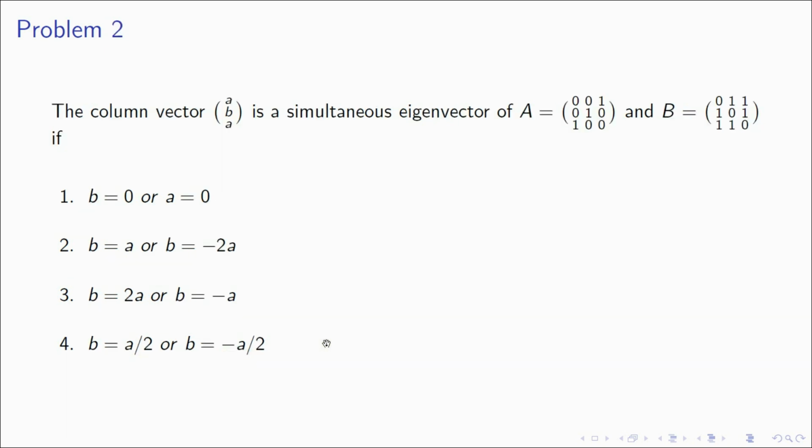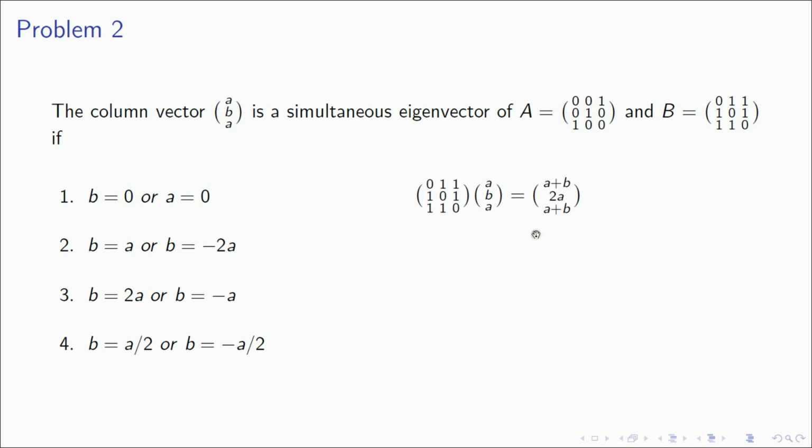Okay, the next problem is this. It says a column vector (A, B, A) is a simultaneous eigenvector of A and B if what? First of all you should notice that if you multiply A with this you get the same vector again, because this term here and this term here will just permute the first and last elements, and the center one will be fixed. So basically if you multiply it you get the same vector. So this is always an eigenvector of A. So we can just look at what happens if you multiply this with B.